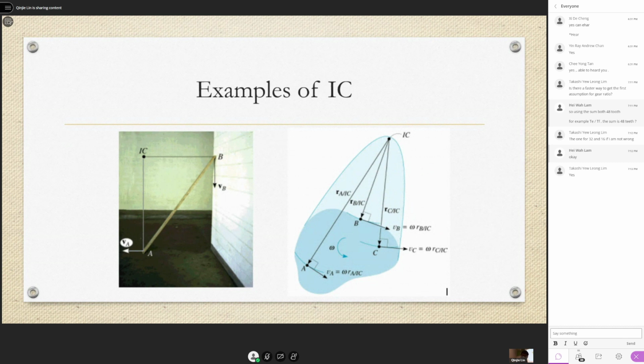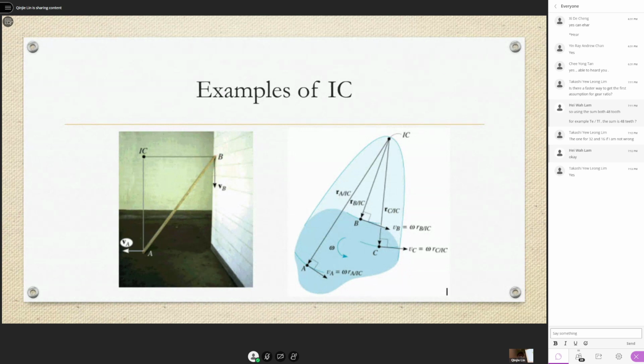Okay, then some examples of IC. First one, if you imagine this is a wall and this is the ground. If you're going to put a stick like this, one part is resting on the ground, one part is resting on the wall. Imagine this is slippery, slippery enough. What will happen next?